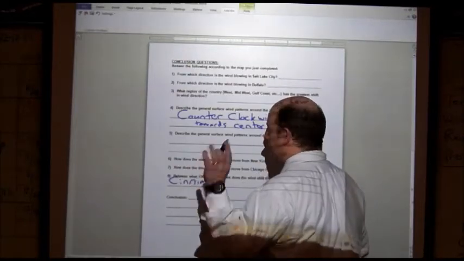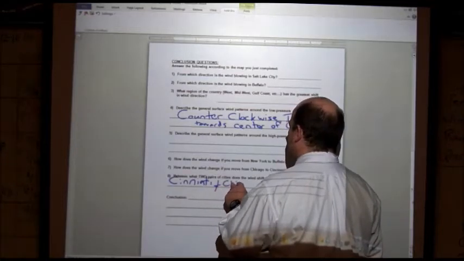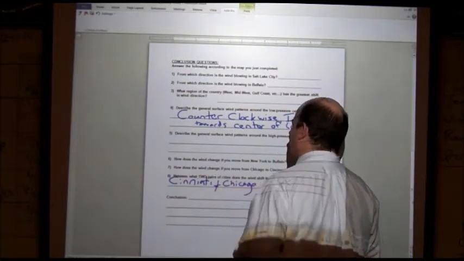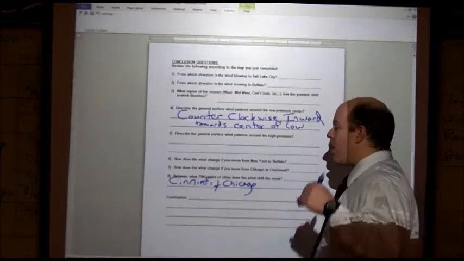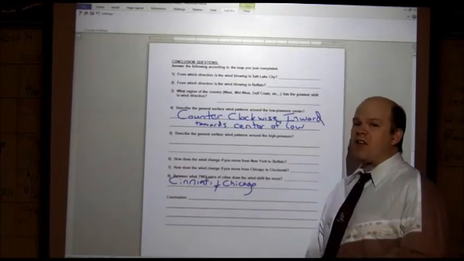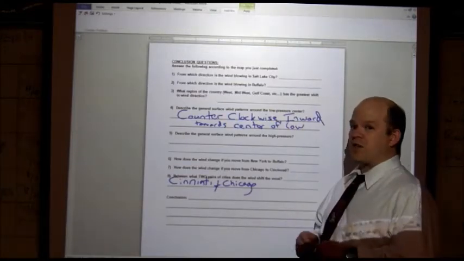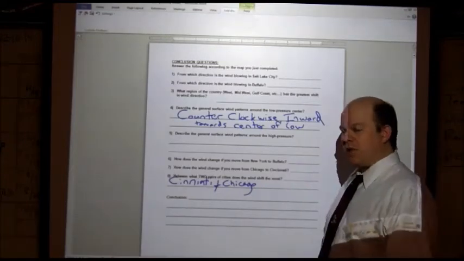I just misspelled Cincinnati. I'm not worried about it. And the city of Chicago. Okay, those two cities, you have Chicago out of the northwest and Cincinnati out of the southwest. Big difference in wind direction. You should be able to find another pair of cities that has a huge change in wind direction. Again, pretty close to each other and big change in wind direction.